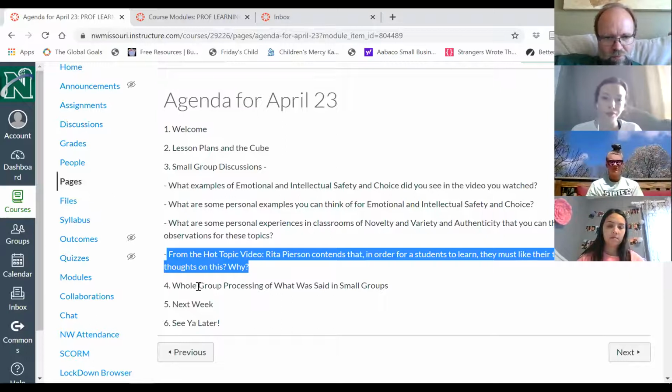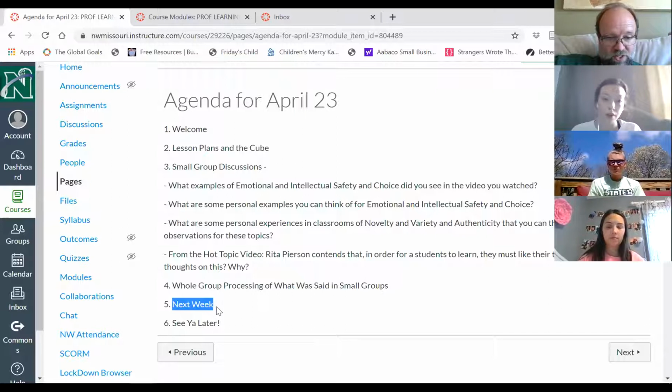So we'll come back then and process what was said in the small groups. We'll talk a little bit about what's going to happen next week, which is our last class, because we're not going to meet during the finals week. The next week will be our last class. And then after that, we'll head out. So those are the things that we're going to try and get done today.